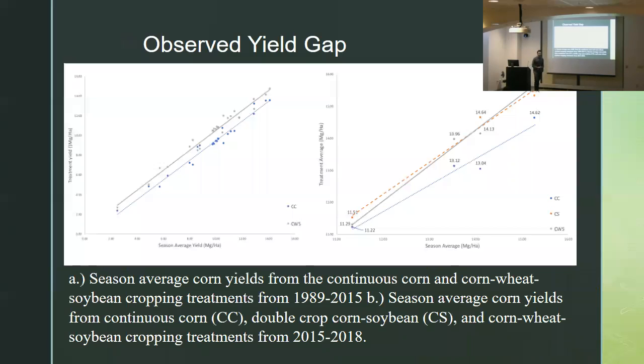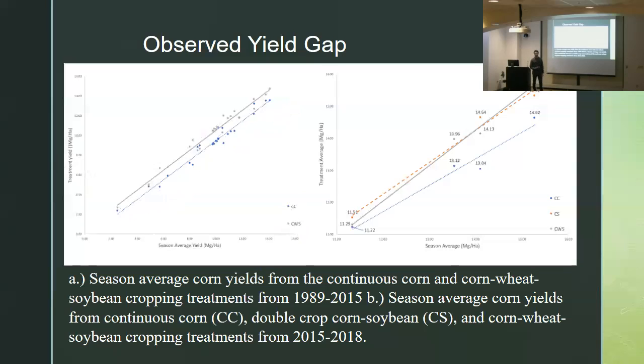So the first thing that we needed to do in order to determine how microbial communities were changing in these different treatments was to first see if there was an observable yield gap in the treatment. In the figure on the left, the x-axis represents the season average yield, while the y represents the treatment yield. The two treatments in this case are corn, wheat, soybean in the gray line, and continuous corn in the blue. This data is from 1989 to 2015, and we can see that the continuous corn treatment has an observable yield gap compared to the corn, wheat, soybean rotation. On average, it was about 5%.